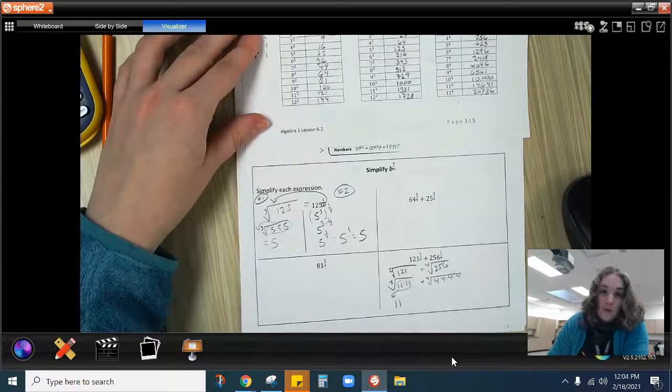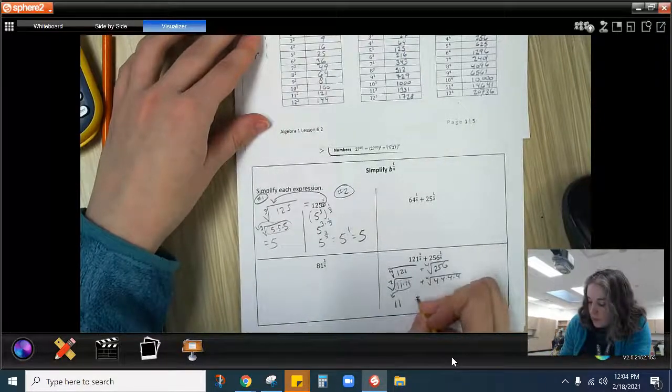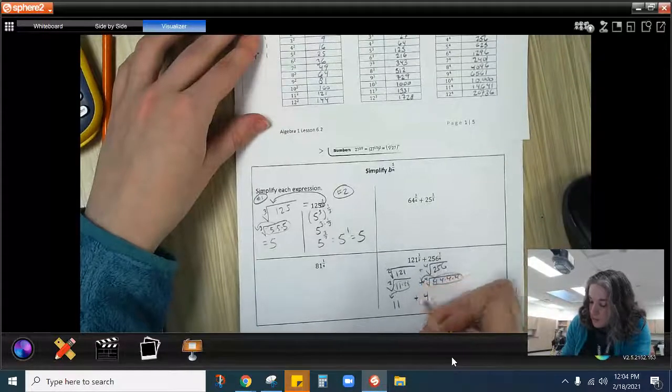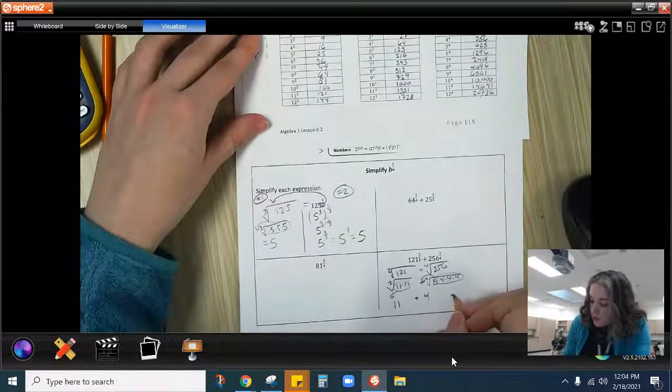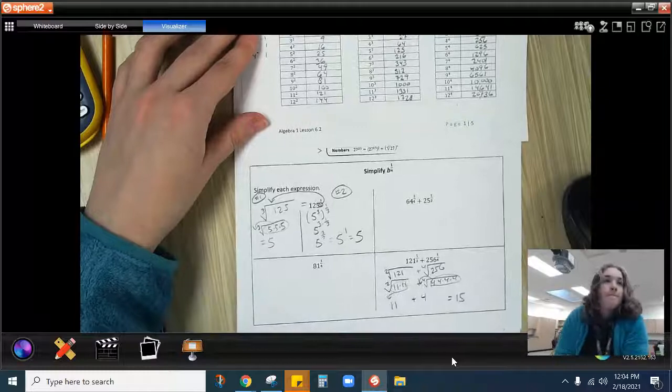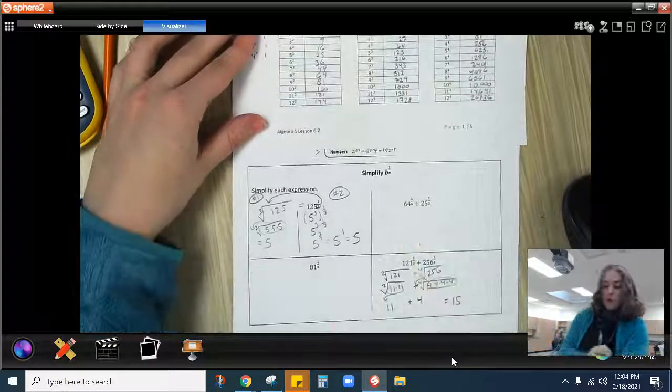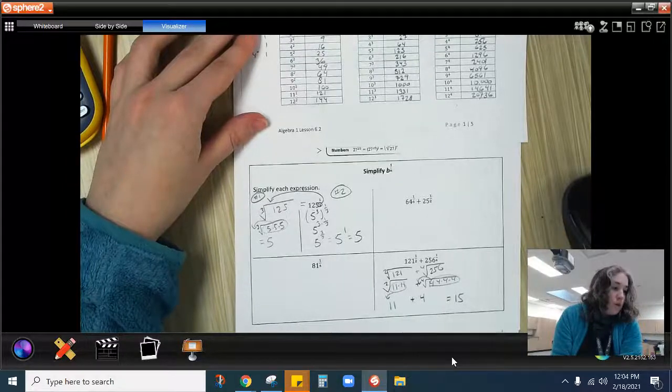And nothing is inside prison. For this one, I know 4 is going to escape one time. So I'm going to have a 4. So 11 plus 4 gets us 15. All right, I want you guys to try these 2 on your own.